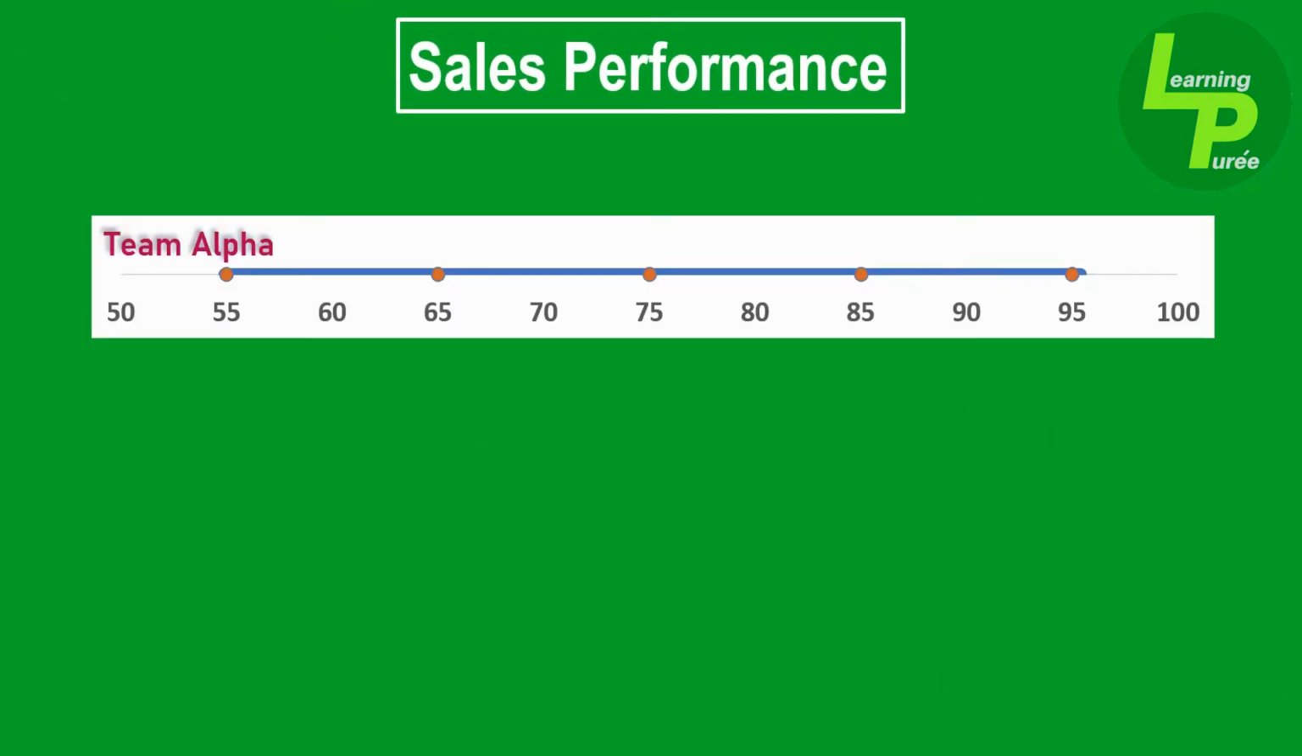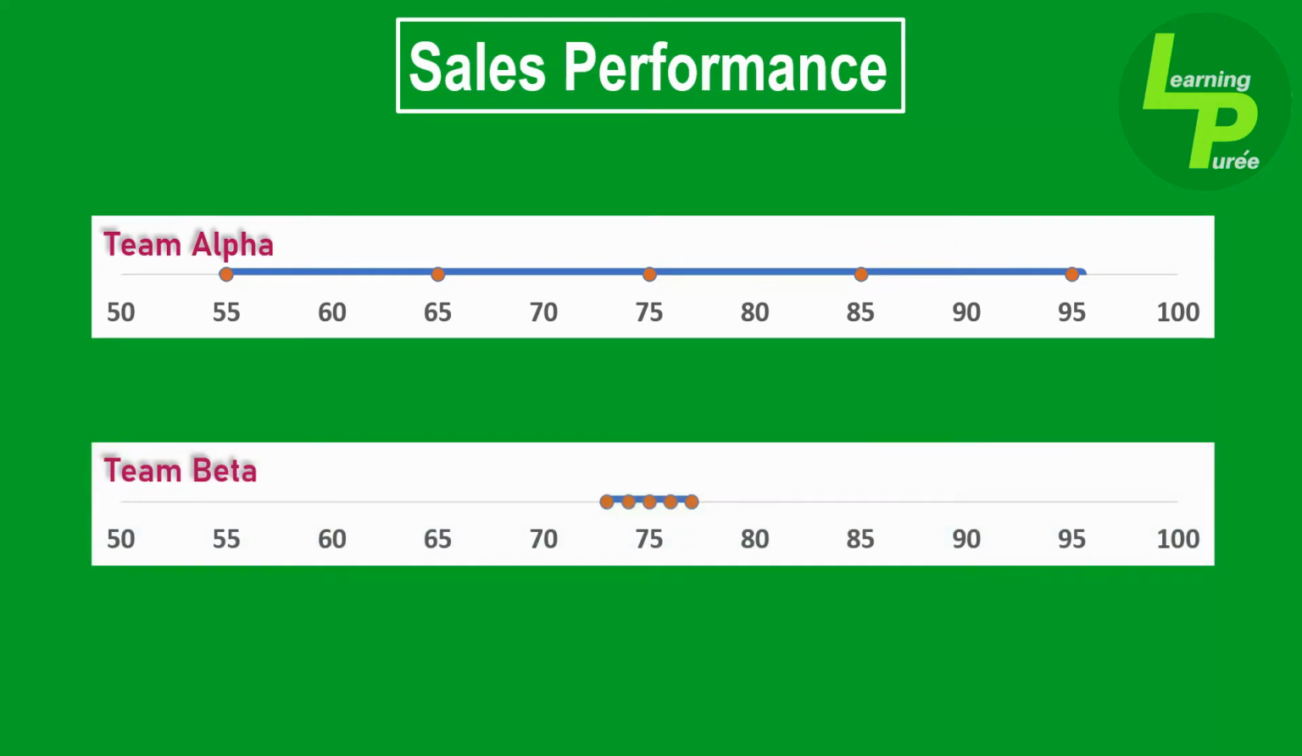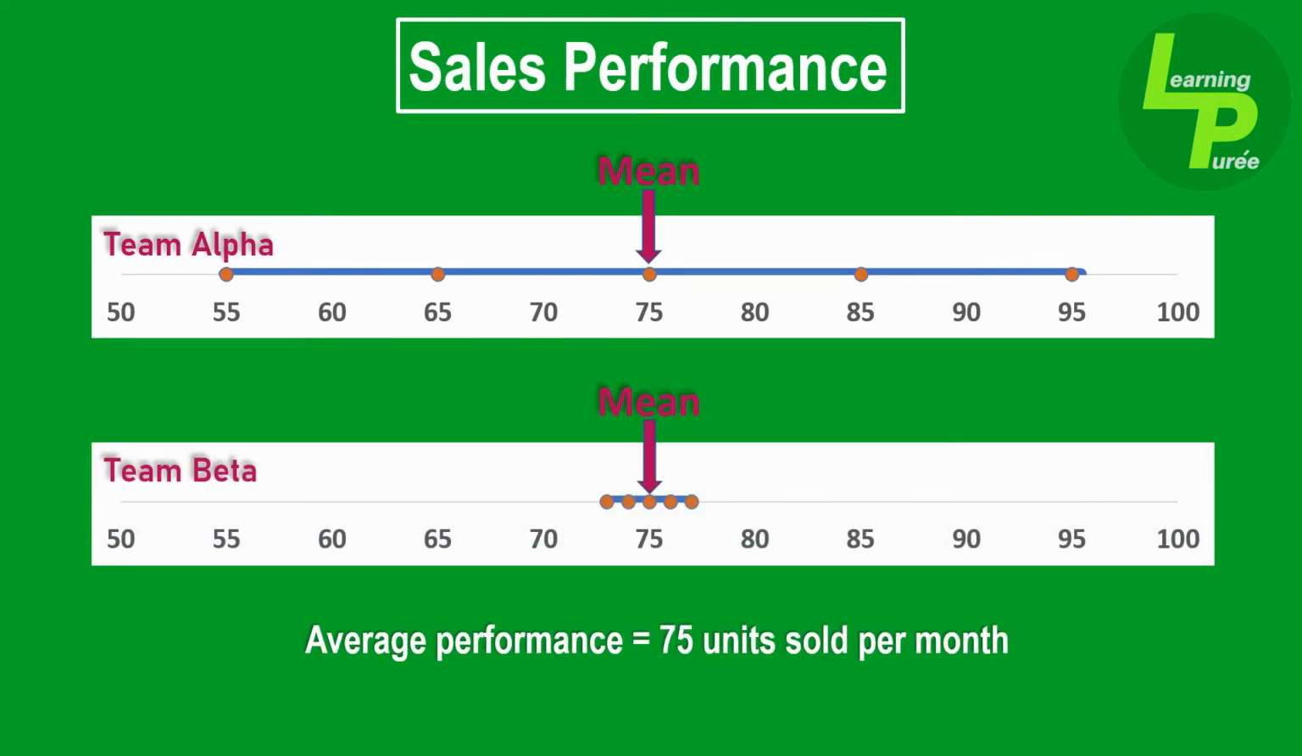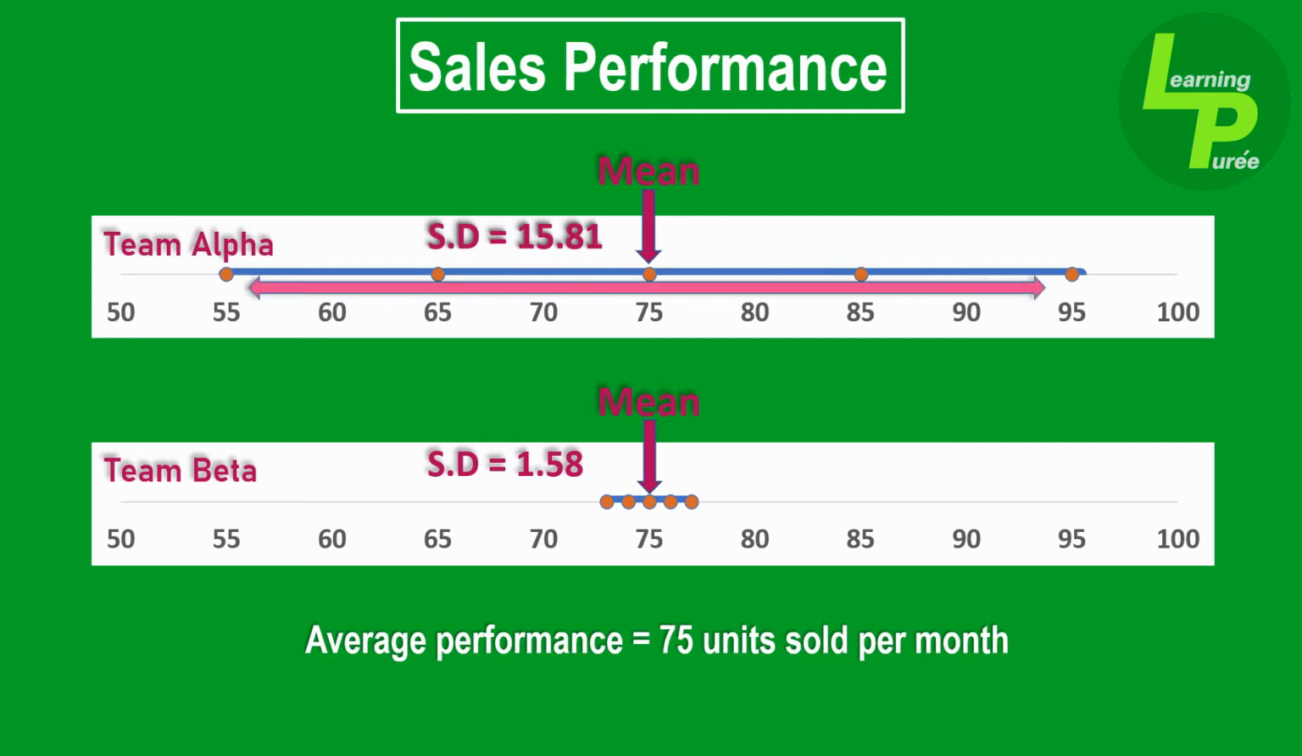With our newfound understanding on using the standard deviation in the previous example of the sales team performances, the standard deviation for team alpha is 15.81 and that for team beta is 1.58. The low figure for standard deviation corroborates our understanding on the consistent performance of team beta without resorting to either plotting the data graphically or plotting the mean alongside the data.